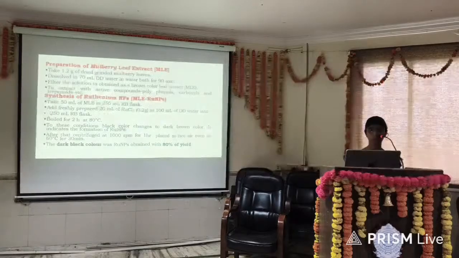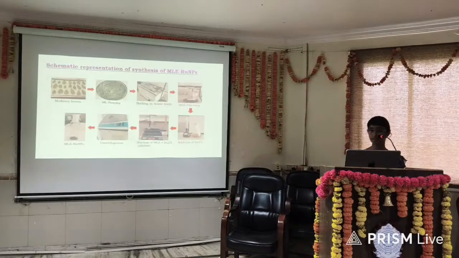Dried mulberry leaf powder is dissolved in distilled water and boiled in a water bath for 90 minutes, and the brown solution is filtered; that is called mulberry leaf extract. The mulberry leaf extract solution was mixed with ruthenium chloride solution and kept for 2 hours of heating, and dark brown colored particles are formed; that is called nanoparticles.